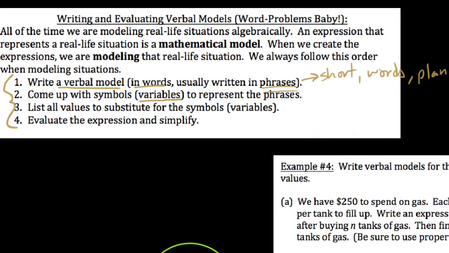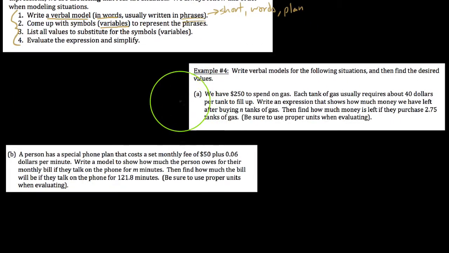So let's take a look at these two situations, and we're going to model them algebraically and see what we can figure out. It says: write verbal models for the following situations and then find the desired values. We'll start with A here. It says we have $250 to spend on gas. One good thing as you read through this is to underline important values. So $250 to spend on gas. Each tank of gas usually requires about $40 per tank. So $40 per tank to fill up.